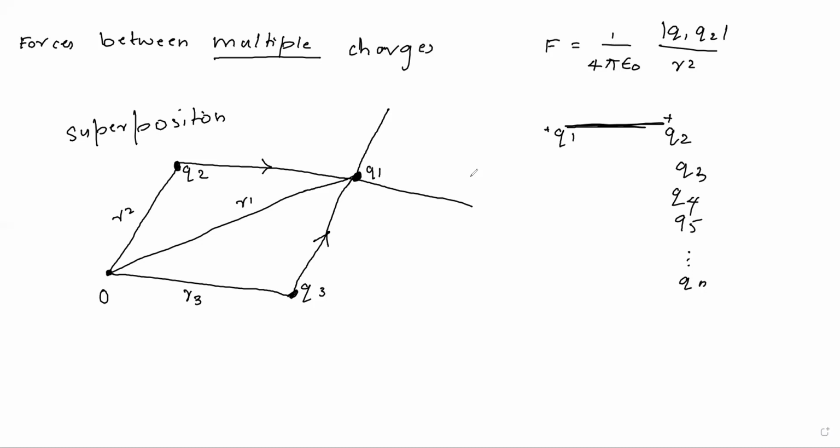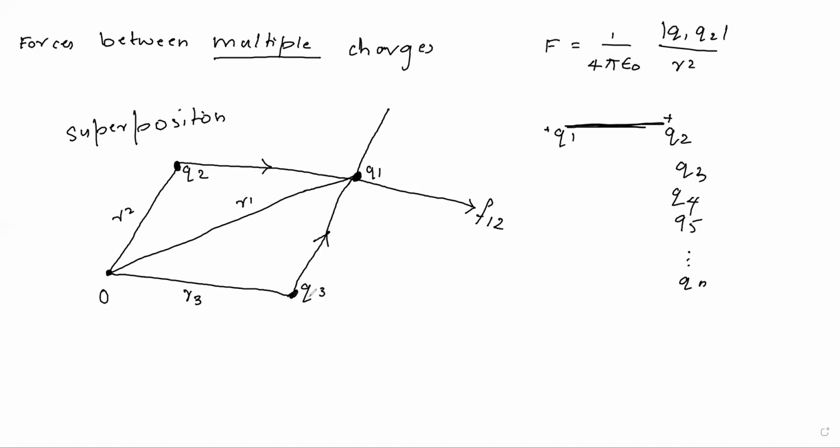Now I'll consider this force acting on Q1 by Q2 as F12. So what does F12 mean? F is a force. What is 1? It is being acted on charge Q1. By what? By charge Q2. So I represent it as F12.